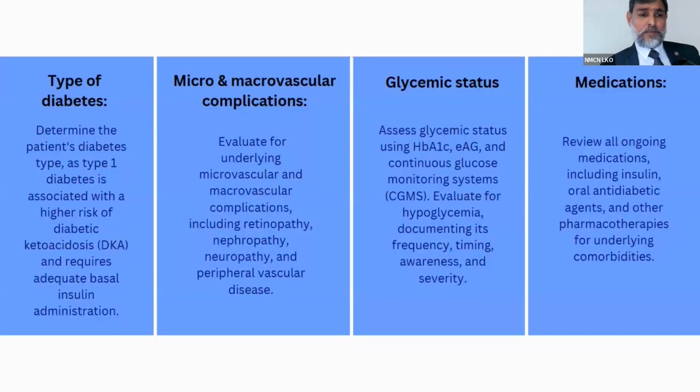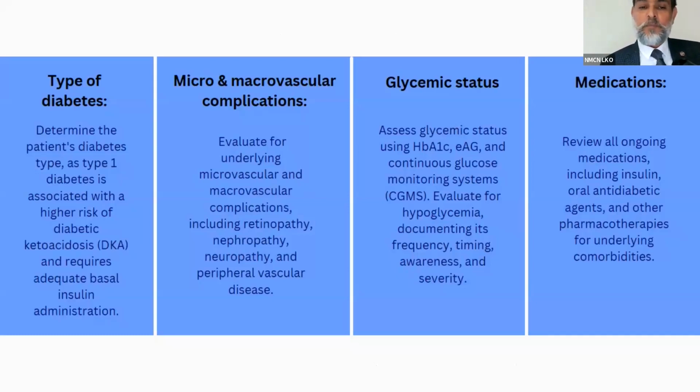Types of diabetes make a difference, so determine the patient's diabetes type, as type 1 diabetics are associated with a high risk of diabetic ketoacidosis and require adequate basal insulin administration. As we know, type 1 diabetics don't produce insulin in the body, so they are solely dependent on outside insulin supplementation. That's why we have to be a little careful about type 1 diabetes.